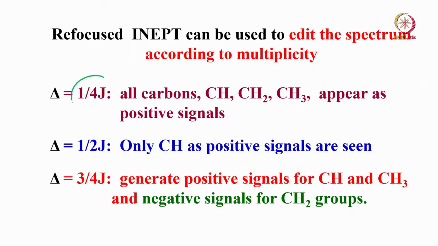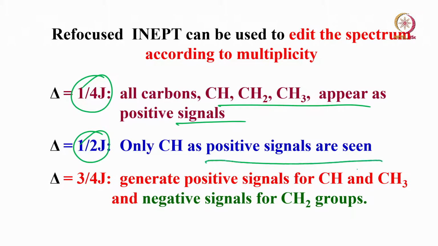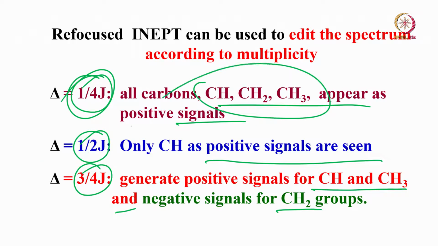For example, if delta is equal to 1/4J, all carbons appear as positive signal. If I put delta equal to 1/2J, only CH appears as positive signals, others are not seen. If I use 3/4J, then it generates a positive signal for CH and CH3 and negative for CH2. So if you only want all positive signals without worrying about which is which, use 1/4J and you get all 3 peaks positive in intensity.